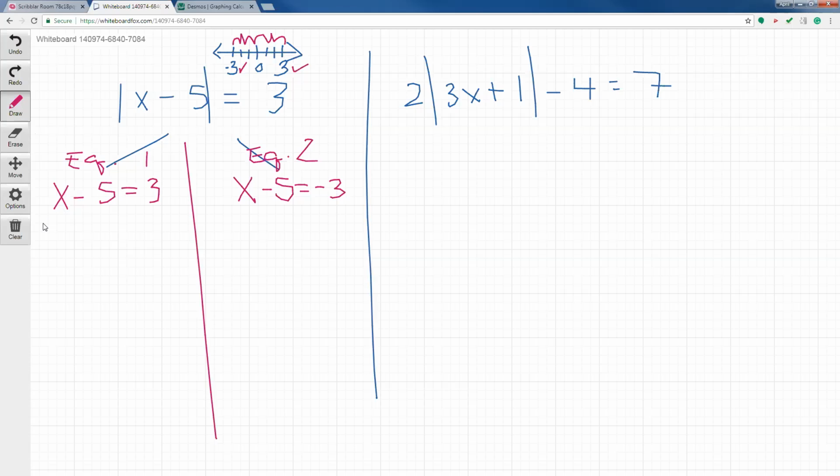Okay, so we're still having some confusion. I'm going to get rid of some stuff so we can see that was a separate example. We'll do one that's a little more complicated later.